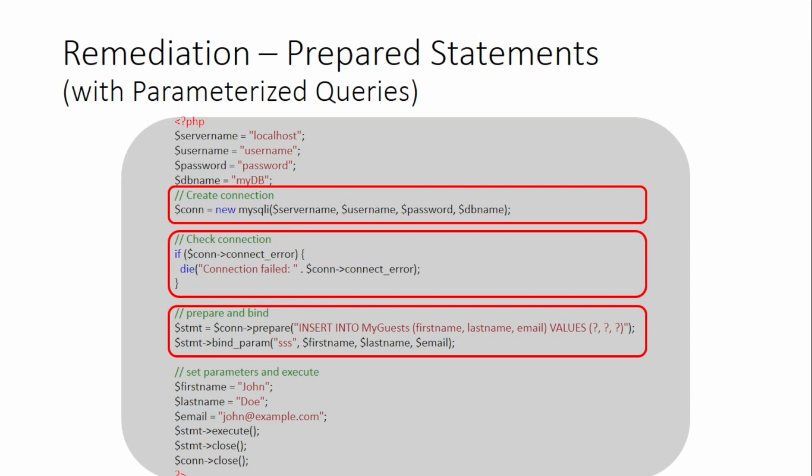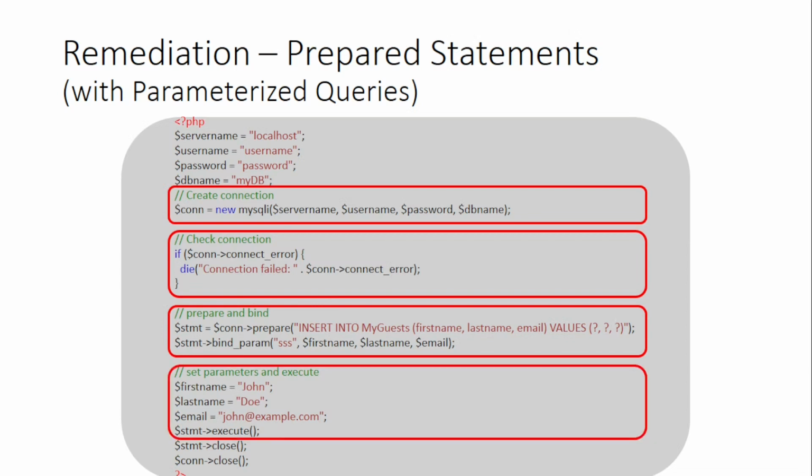So the question marks are there for a reason, and they are to say that these would be values and not part of an SQL query. And then we bind the parameters of first name, last name, and email with the statement, and the 3 of them are strings, which is why you have 3 s's and then first name, last name, and email. After that, we set the parameters and we execute the statement.